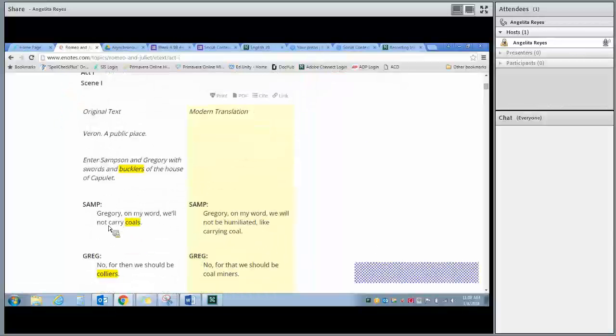For example, "Gregory, on my word, we'll not carry coals." What that kind of means more in today's speak is Gregory, on my word, we will not be humiliated, like carrying coal. Right? So still maybe some references we may not know as well, because why would carrying coal be humiliating? We don't know. But it'll be easier for us to understand as you go on, and you can reference how it was spoken and how it might be translated today. So that's a good resource.